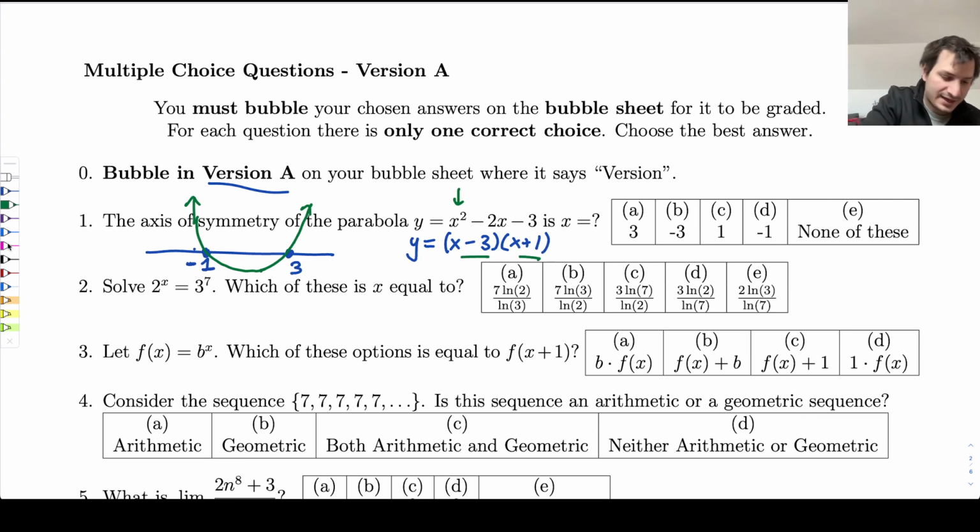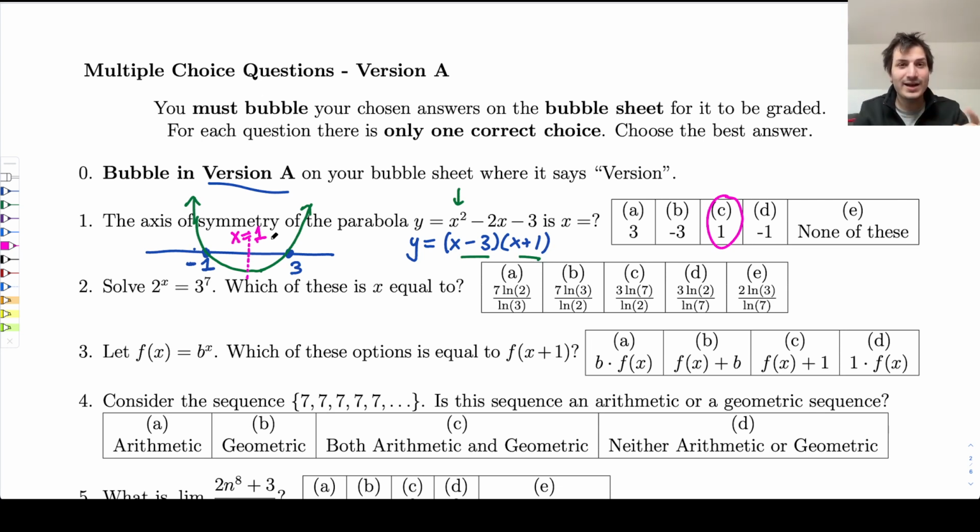Where is the axis of symmetry? That's this line in the middle, and it's going to be halfway between negative 1 and 3. Halfway between negative 1 and 3 is x equals 1. This is x equals 1 in the middle there. So that's the answer to that one. Okay, a lot of different ways to do it. That's how I did it.